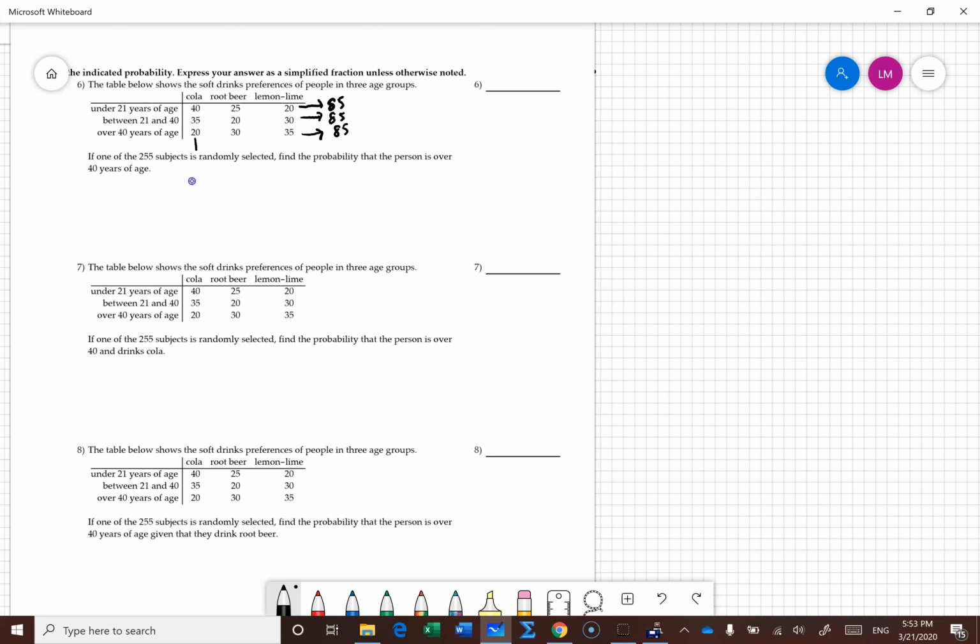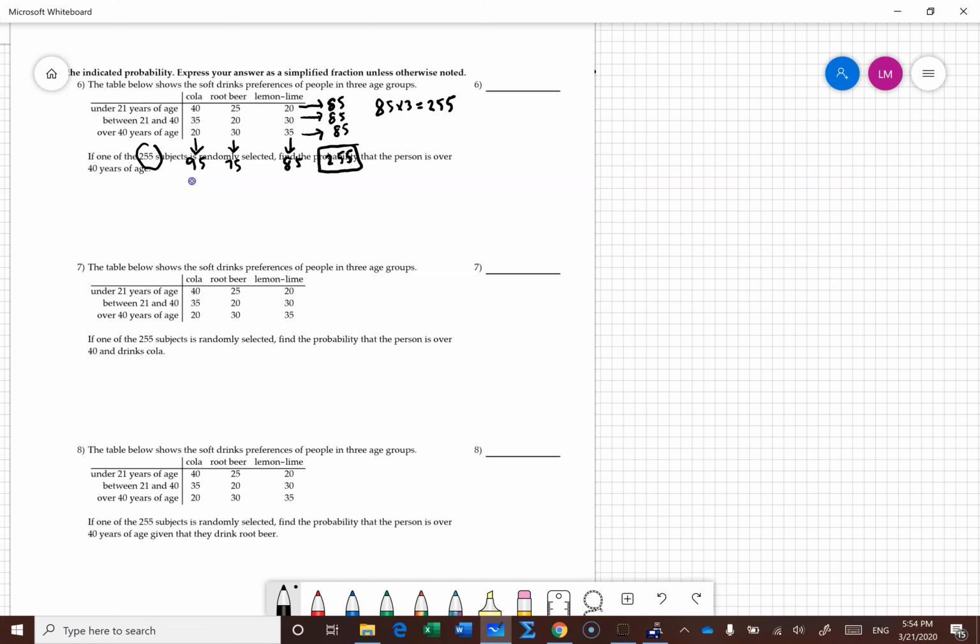Now, what is this number? This number is 95. That is people who drink cola. This is 75, drink root beer. This is 85, who drink lemon. So altogether, how many people? 85 times 3 is 255. So altogether there are 255 people. Well, it says so over here anyway.